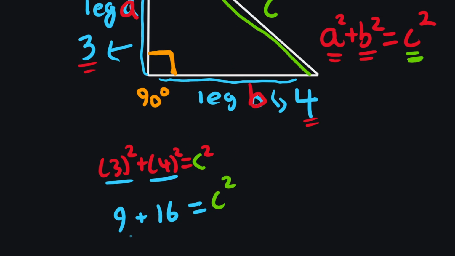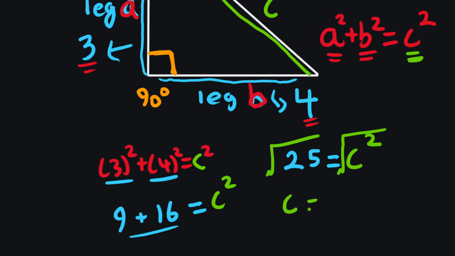And what is 9 plus 16? 9 plus 16 is 25. So let me continue over here. 25 equals c squared. Good, so we know c squared equals 25, but what is c? How do we find c?